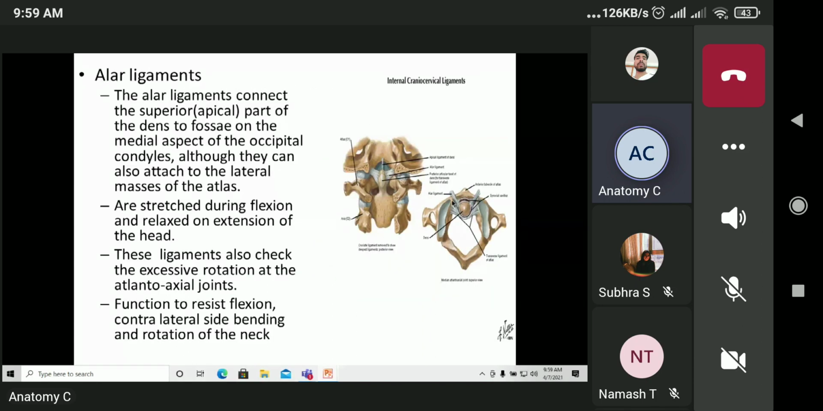Now we'll talk about the alar ligaments. These are the alar ligaments. The alar ligaments connect the superior or apical part of the dens, look at it, to the medial aspect of the occipital condyle. Although they can also attach to the lateral mass of the atlas. It's going like this, and they are stretched during flexion and relax on extension of the head. This ligament also checks excessive rotation at the atlantoaxial joint. So its function is to resist flexion, contralateral side bending and rotation of the neck.